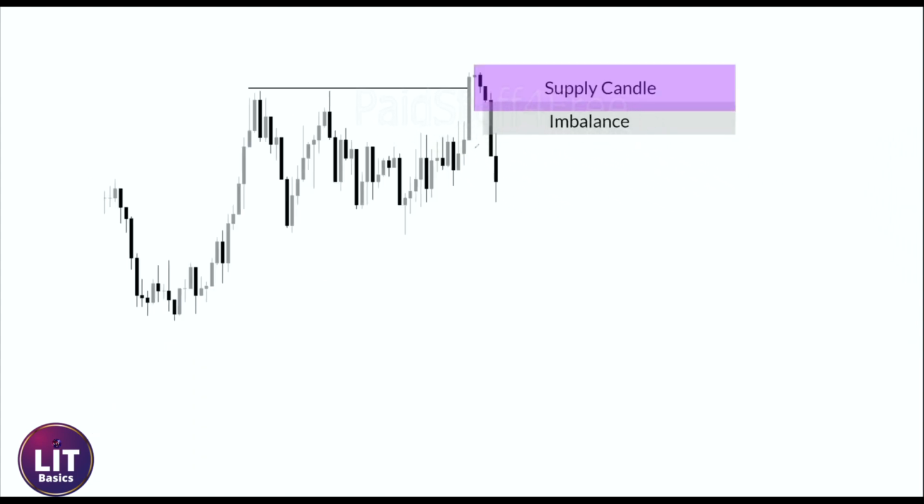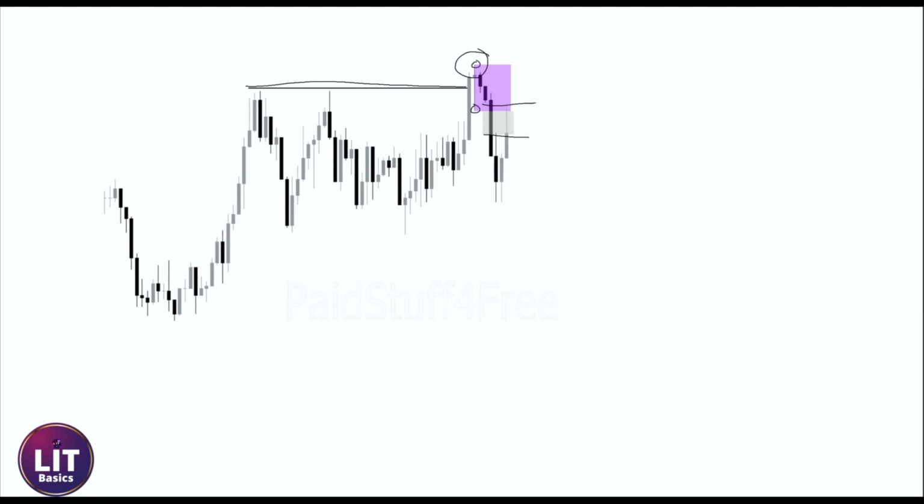And then again, what do we think is going to happen here? We've created liquidity, we've taken out that liquidity. Now we have left an imbalance. This here is our supply candle. So next, what do we see? Well, we obviously see a fill of this supply candle. If you had over-refined, you likely would have missed it. And now, what do we see from here?